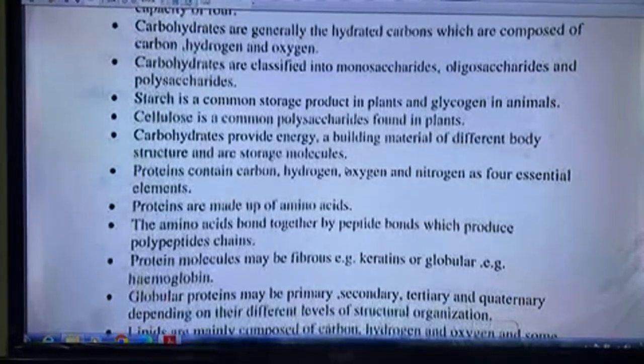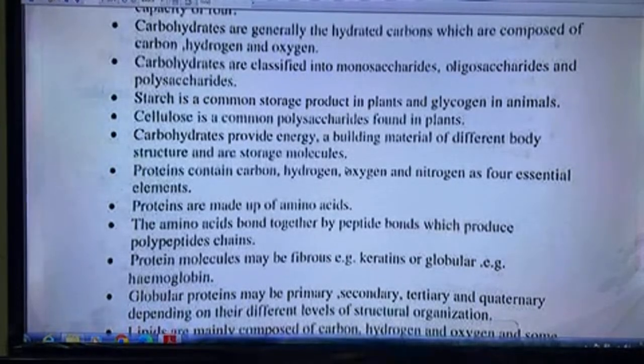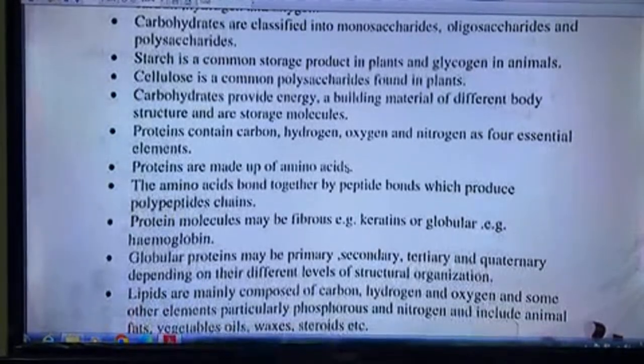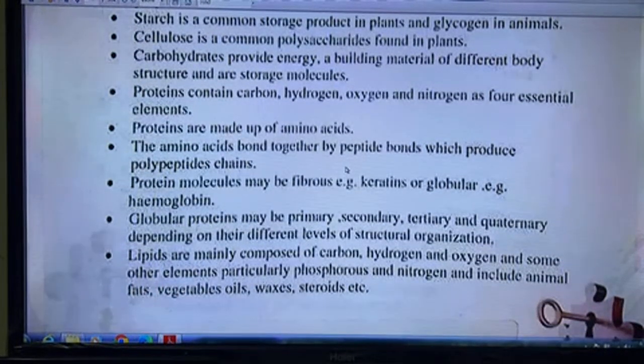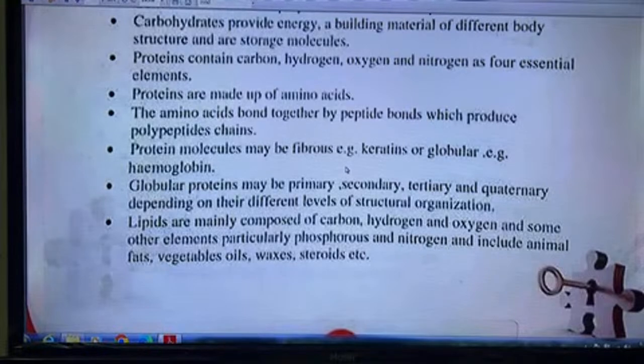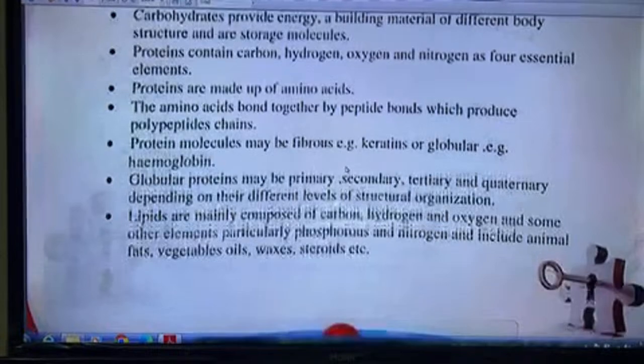Carbohydrates are generally the hydrated carbons which are composed of carbon, hydrogen, and oxygen. Carbohydrates are classified into monosaccharides, oligosaccharides, and polysaccharides. Starch is a common storage product in plants and glycogen in animals. Cellulose is a common polysaccharide found in plants. Carbohydrates provide energy, are building material of different body structures, and are storage molecules.